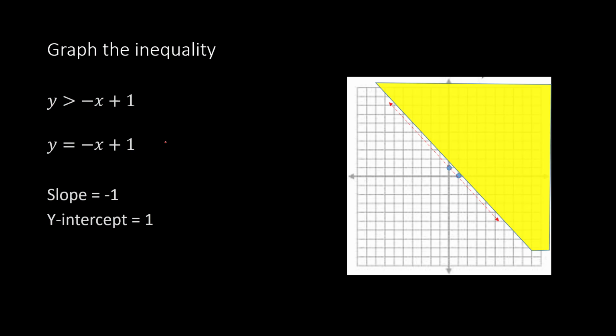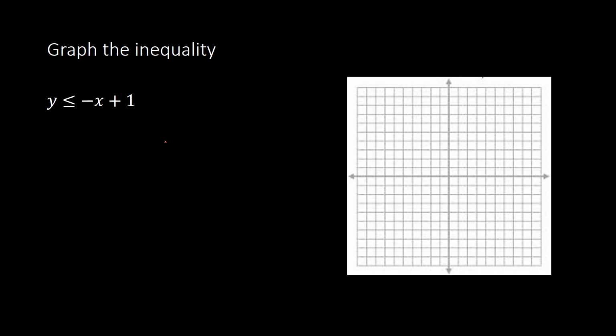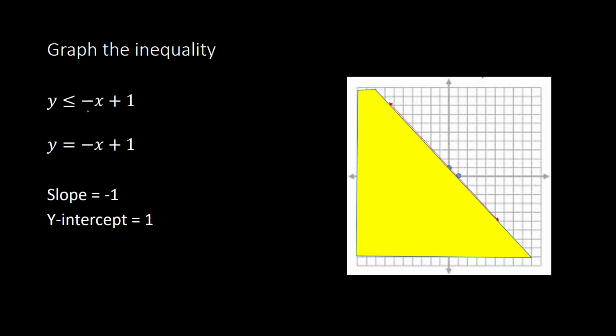Okay, and then using the same inequality again, I'm going to skip over the graphing of the line because we know how to get to that point. But notice, because of the equal sign as part of this inequality, it's going to be a solid line right here. So a solid line because it's got the equal sign, and then you're going to shade in below because it is less than. So we'd have that graph right there.